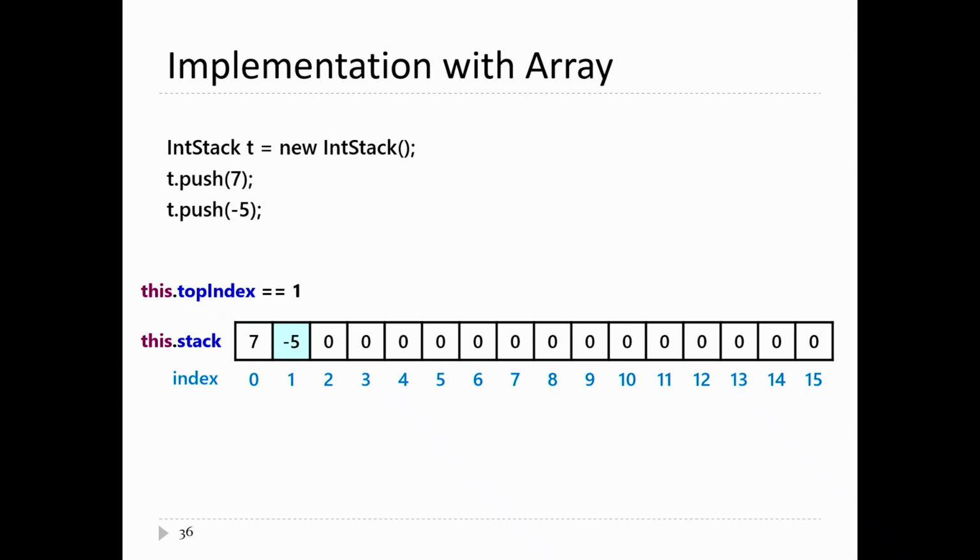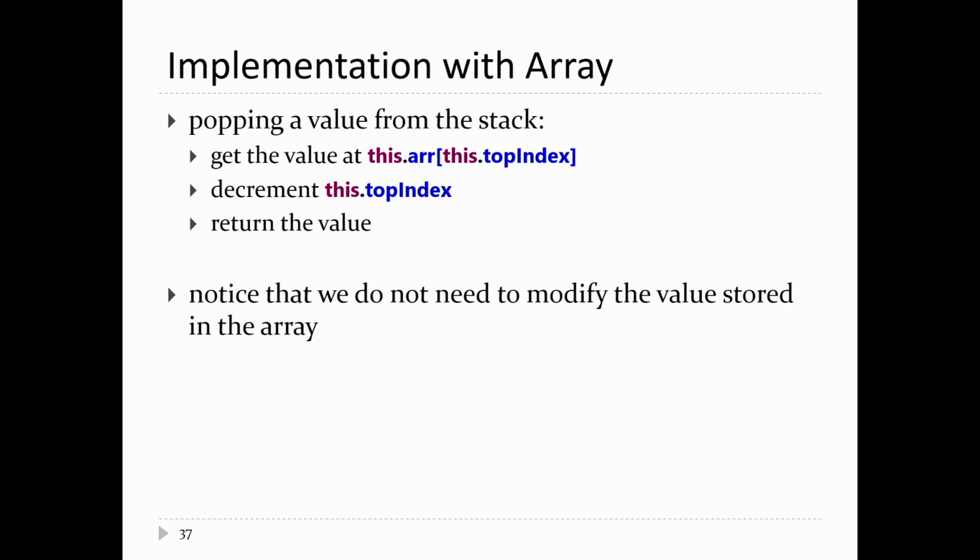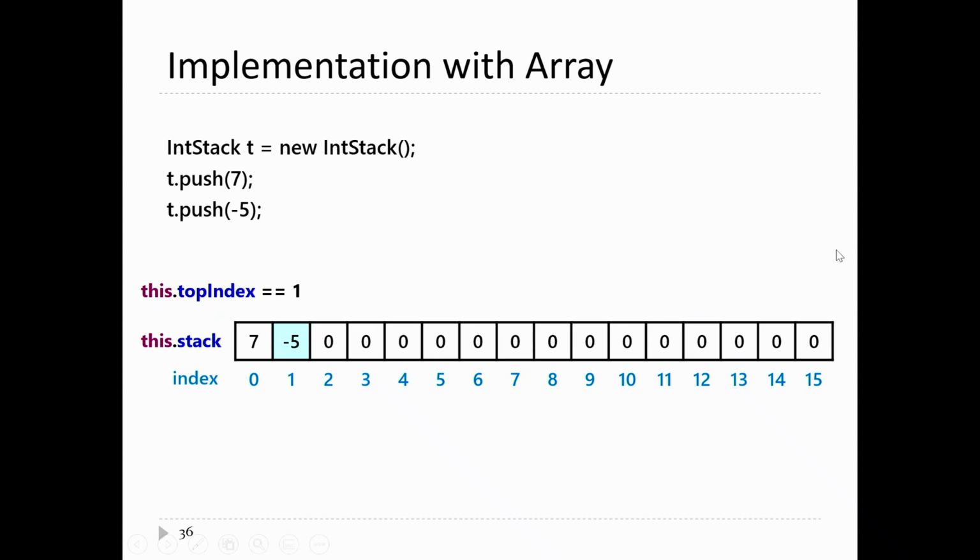If I push a minus 5, add 1 to top index to get 1, then set the element at index 1 to minus 5. And so on and so on. So if you keep on pushing elements, you just keep on overwriting these zeros, adding 1 to the top index every time.